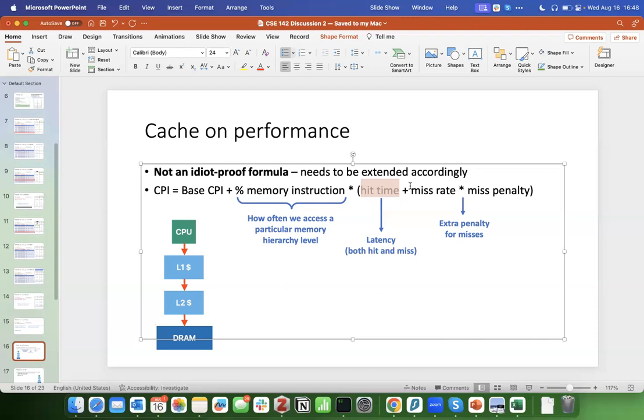The question is, in question 2 of the assignment, we give you all of these numbers, but not the miss penalty, right? What is the miss penalty? If there's an L1 cache miss, what is the penalty?